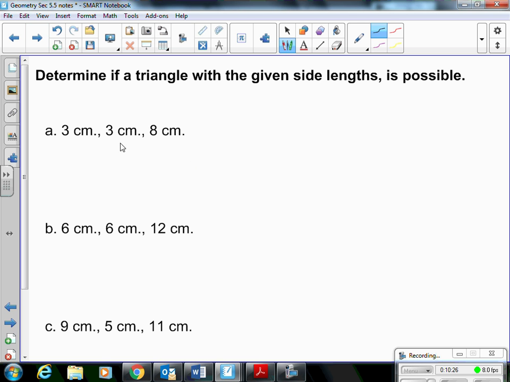So this one, if I look at 3, 3, and 8, if I add 3 plus 3, that needs to be greater than 8, right? Any two sides added together have to be greater than the third side, which if I add 3 and 3, I get 6. So is 6 greater than 8? It's not, right? So those two sides added together are not greater than the third side. So that means that that's not a triangle.